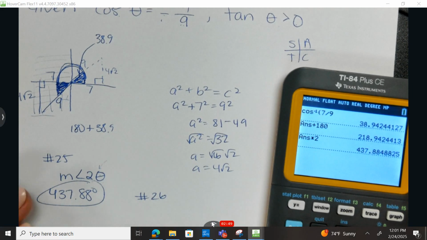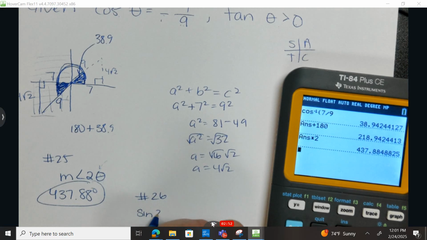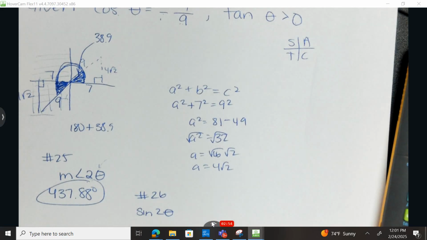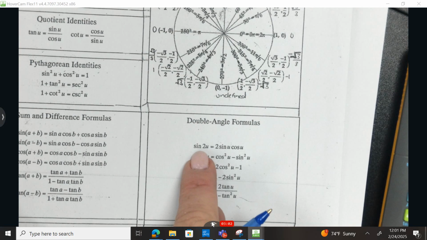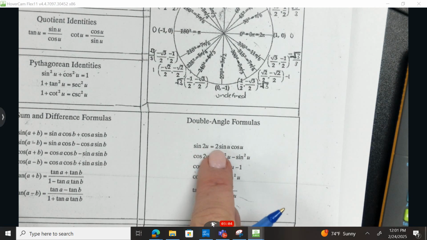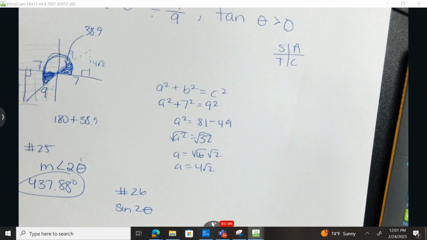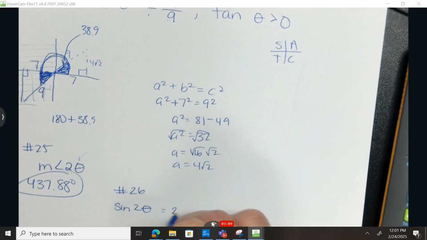Let's look right now at number 26. Number 26 says 2 sine of this angle. So I need to find that cheat sheet. Let me grab one. Okay, so now I have the cheat sheet. And I'm looking right here, and I'm going to write this out. Sine of 2u equals 2 sine u cosine u.